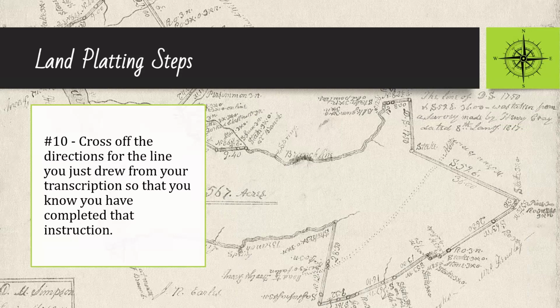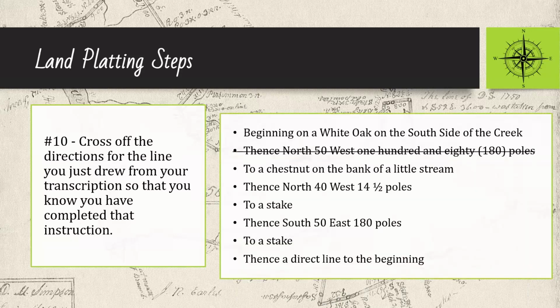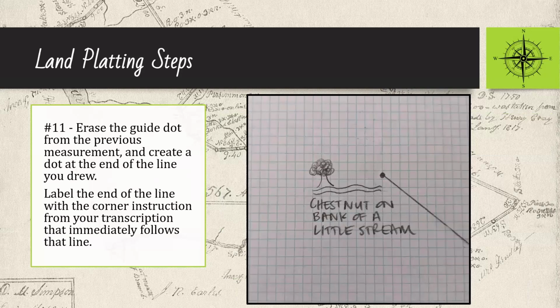Okay, again, you don't have to do this part, but I have to manually cross off what I just did. I need to know where I am. So I'm going to cross that one off. We did that line successfully. So make sure you're erasing your guide dots, the ones that are showing you your direction, so that you know exactly where you're working from.